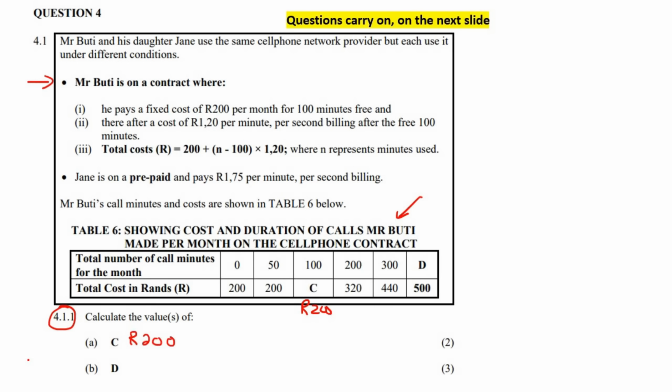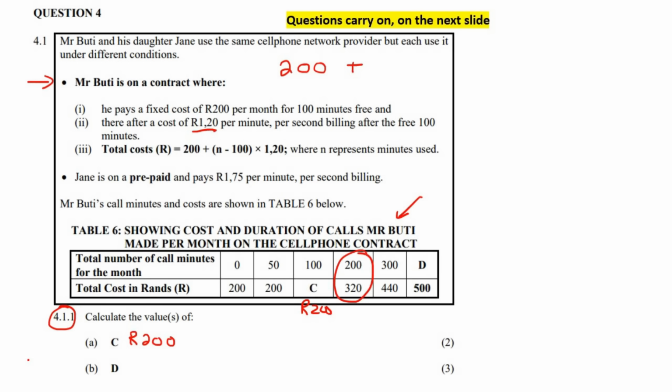Now, let's do some calculations together. Let's say he does 200 minutes. Then how much would he have to pay per month? Well, let me show you how they calculated this amount over here. So he always pays 200 Rand per month, just because of the contract, okay? Then, if he uses more than 100 minutes, then he will pay 1 Rand 20 for every extra minute that he uses.